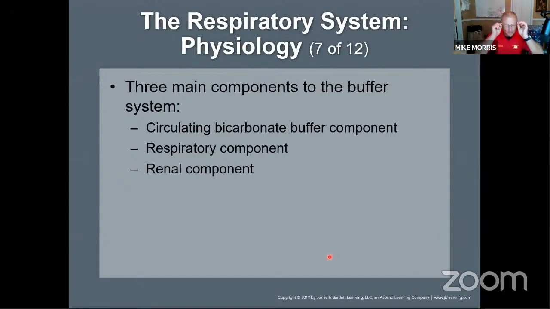So here's the three main components, guys, of this buffer system: the circulatory bicarbonate buffer, we have that respiratory component, and then the renal. Y'all feel pretty good about understanding these three components?